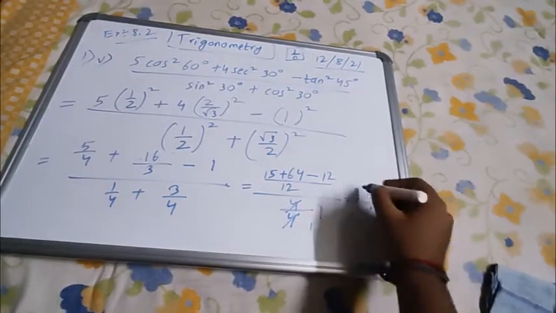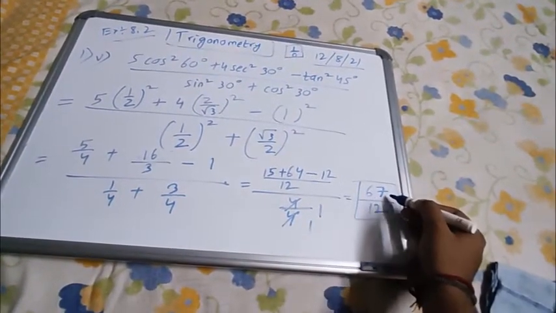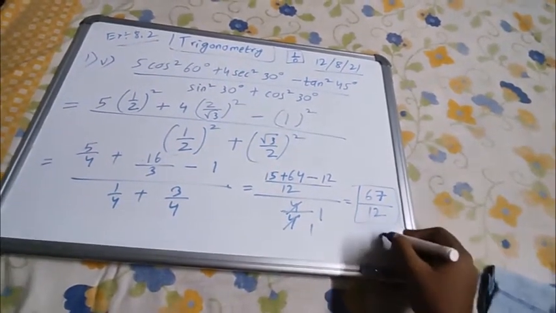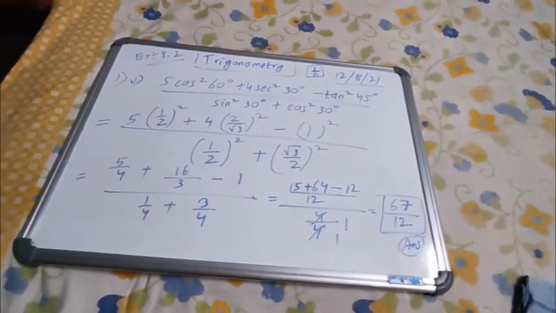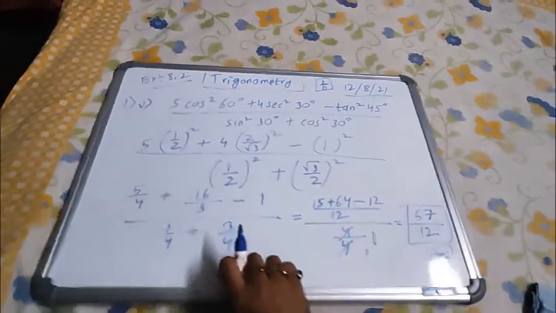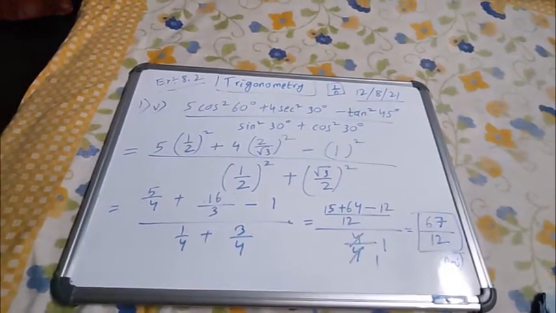So 67 by 12 is your answer. Now 67, I think, is a prime number, and 12 is not cancelable. So this is your answer, or you can convert it into a mixed fraction also and find the answer. Clear? So this was how you are going to do this sum.